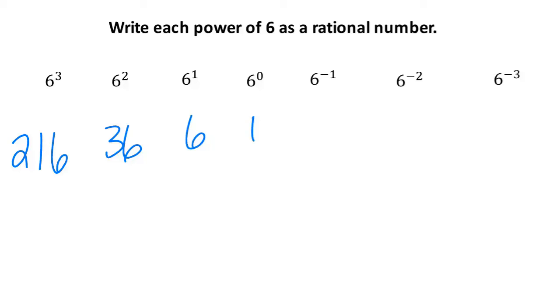All right, then 6 to the negative 1 is going to be 1 over 6 to the first, which is 1 over 6. 6 to the negative 2 is 1 over 6 squared. What's 6 squared? 1 over 36. And then 6 to the negative 3, that's 1 over 6 cubed, which was 216.